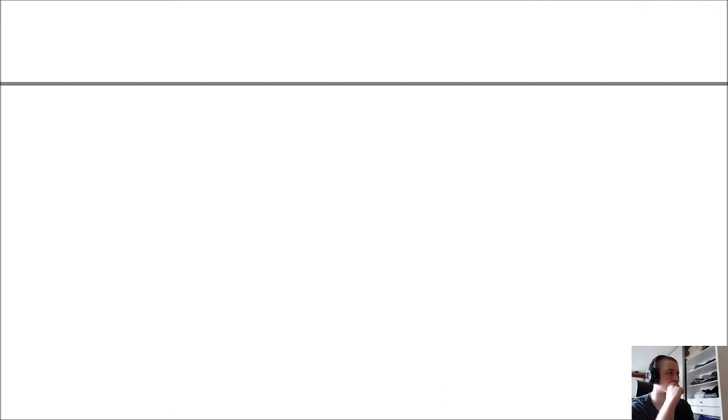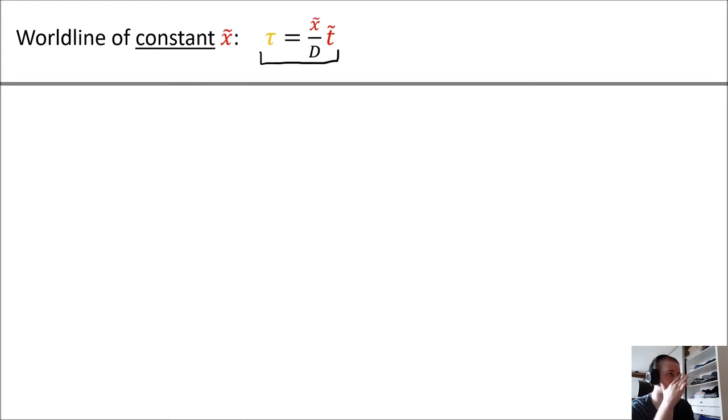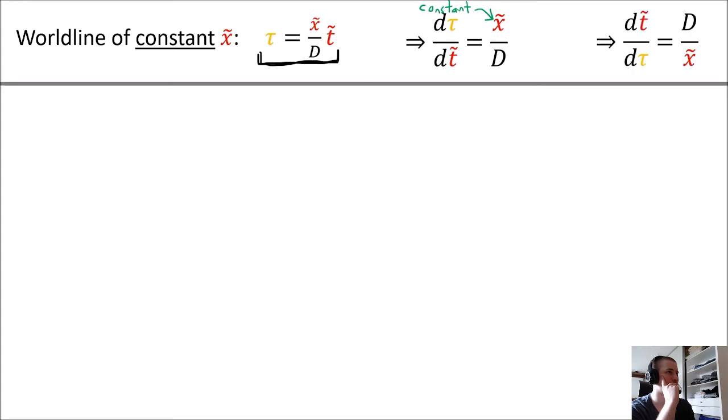To prove this, recall on world lines of constant x tilde, that proper time tau equals x tilde over d times t tilde. We can use this to prove that d tau by dt tilde is x tilde over d, since x tilde is constant. And taking the reciprocal of both sides, we get that dt tilde by d tau is d over x tilde.